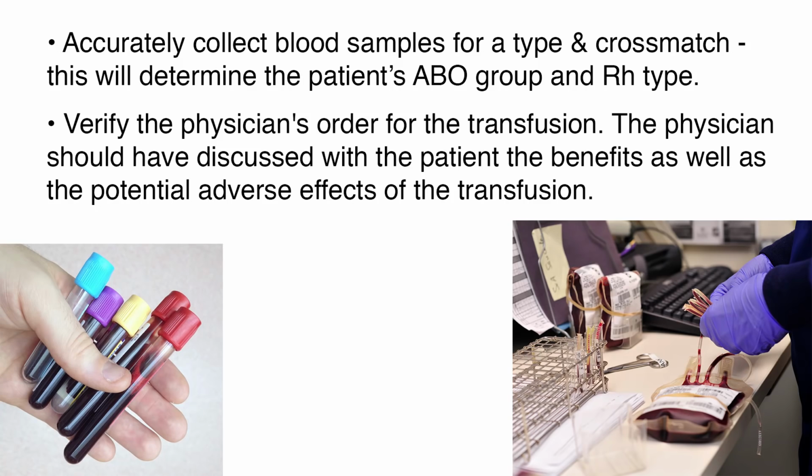Safe practice starts with several key actions that must be taken before beginning a transfusion. Accurately collect blood samples for a type and cross match. This will determine the patient's ABO group and RH type.